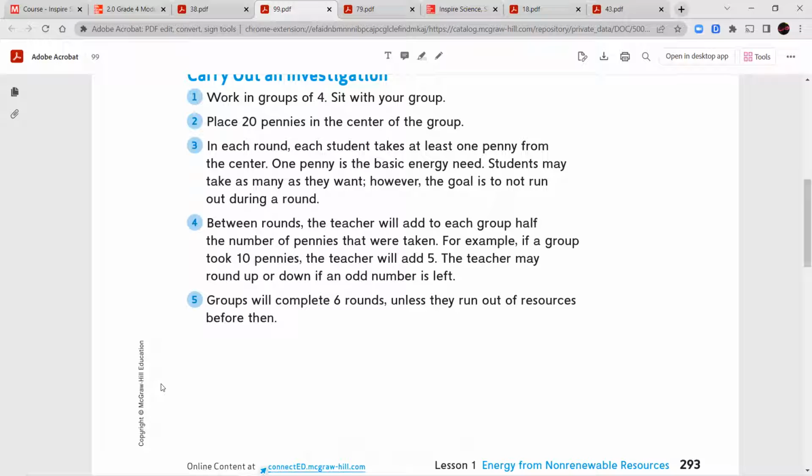Between rounds, the teacher is going to add, or if you're working from home, a parent can add to each group half the number of pennies that were taken. So if you and your group take out 10 pennies, your parent or your teacher will put back 5 pennies.